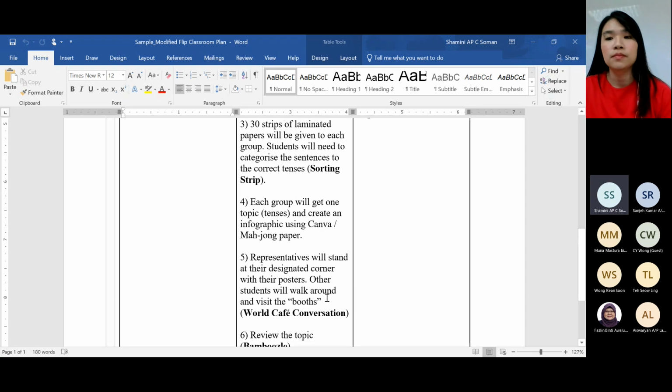This is World Cafe conversation. Just imagine you're in a conference and you are walking around poster presentations. So it's a similar concept.